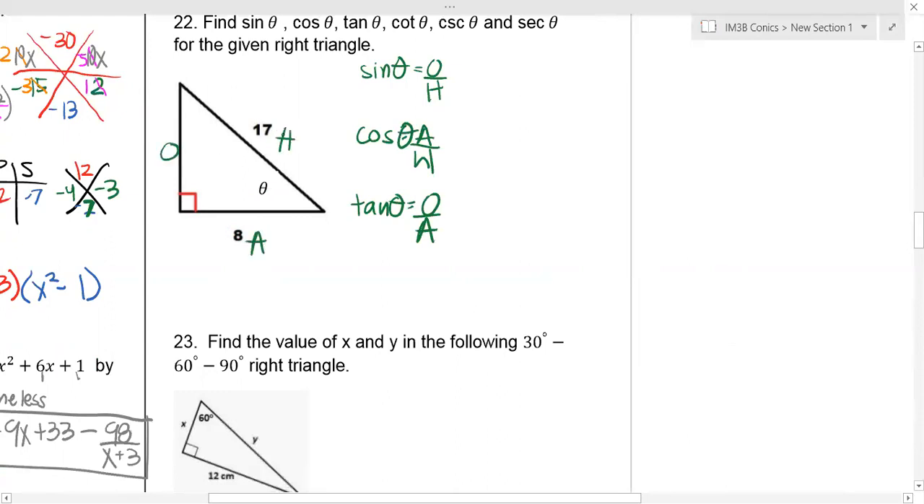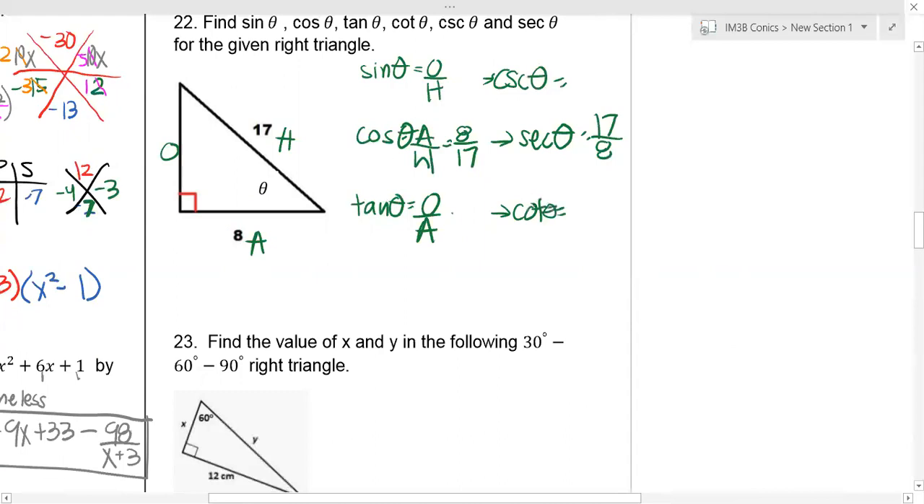So just using the triangle we have, we can tell what cosine is. That's going to be 8 over 17. We also can tell its reciprocal, secant, is 17 over 8. Remember, the reciprocal of sine is cosecant, and the reciprocal of tangent is cotangent.